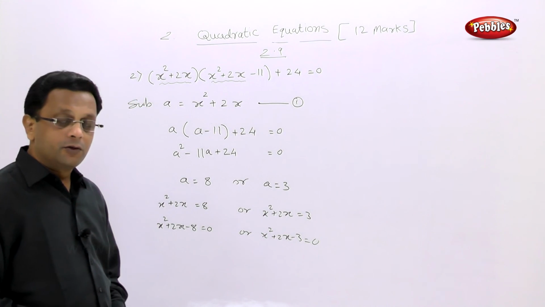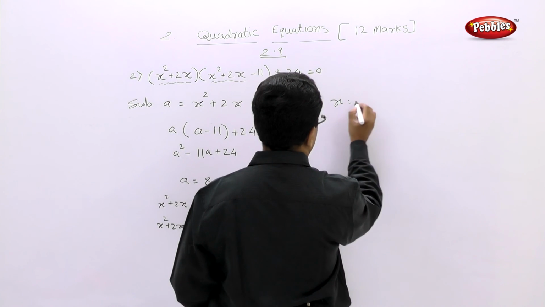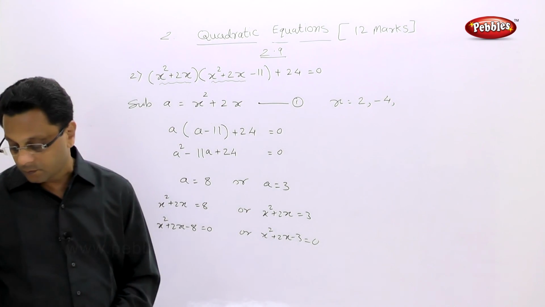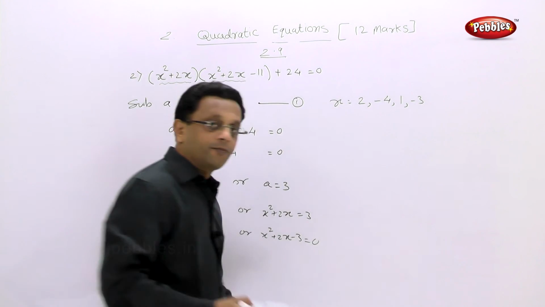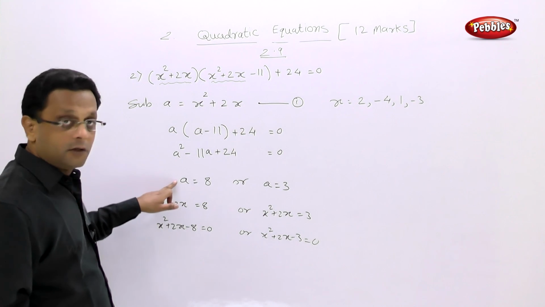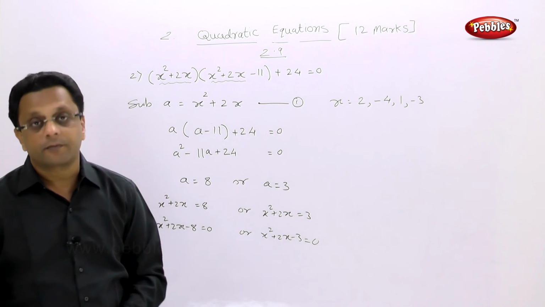The final values of x are 2, minus 4, 1 and minus 3. So your final answer must be in x. Don't just stop here. You have to solve up to this.